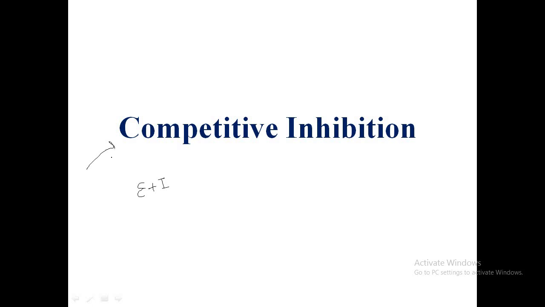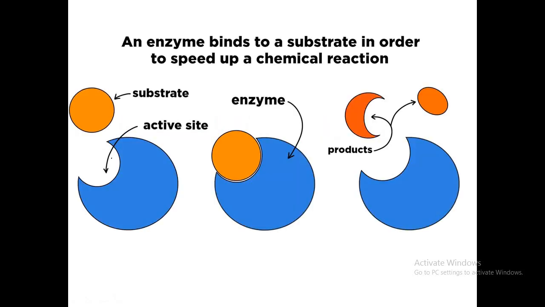As the name implies, competitive indicates that there is a competition. Competition between what? Competition between inhibitor and substrate. Before discussing all those things, let us discuss the basic process of enzyme and substrate complex formation as well as product formation.